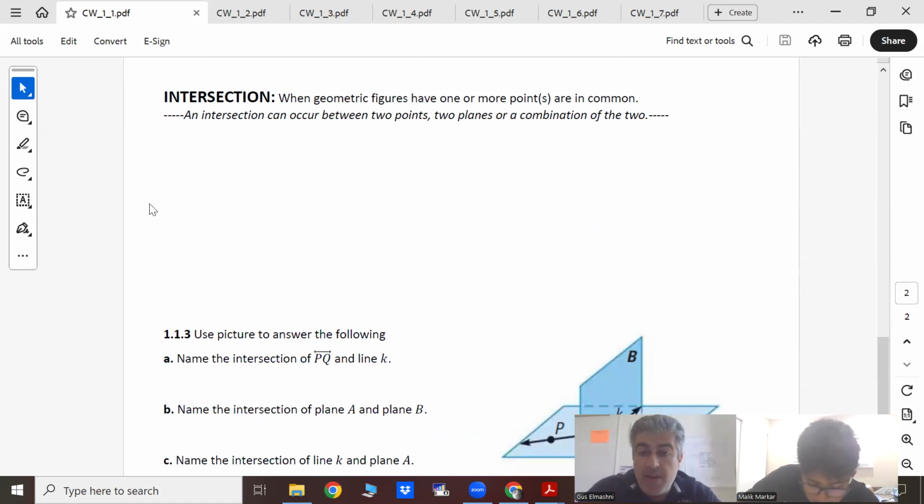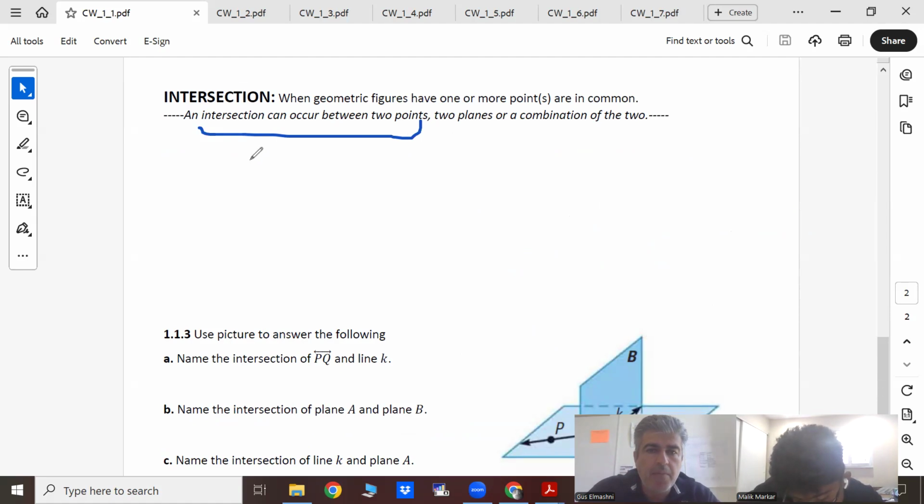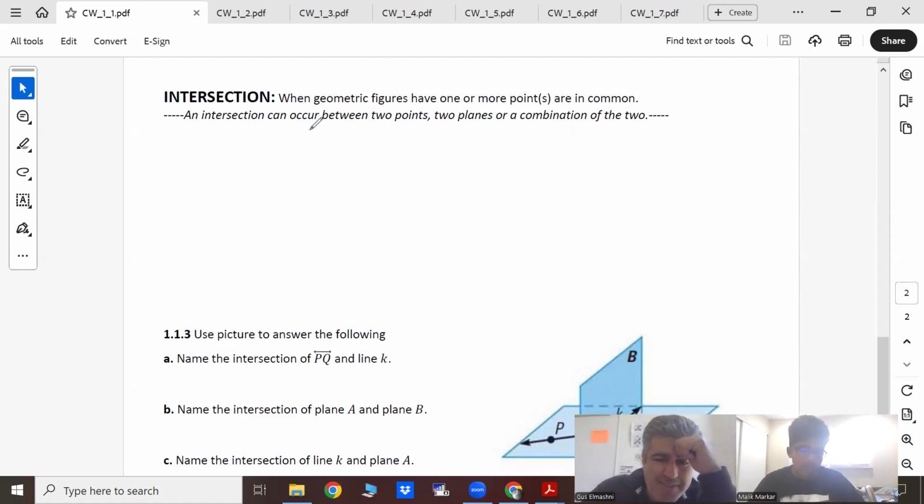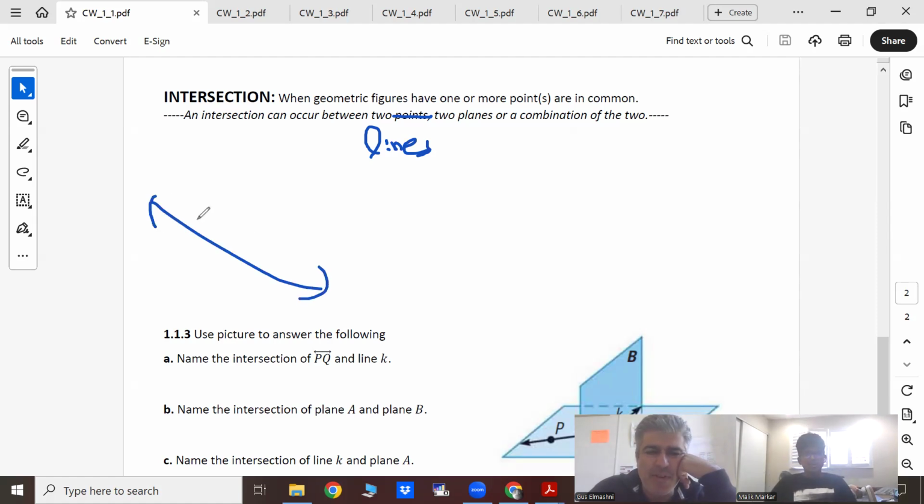So an intersection can occur between 2 points, yes. That would be a line. Oh, sorry, wait, hold on. Let me read the question carefully. Oh, okay. Wait, what? An intersection can occur between 2 points. That's a typo. It should be two lines. Yeah, okay, that was weird. Because if you have two lines, that's clearly an intersection, right?